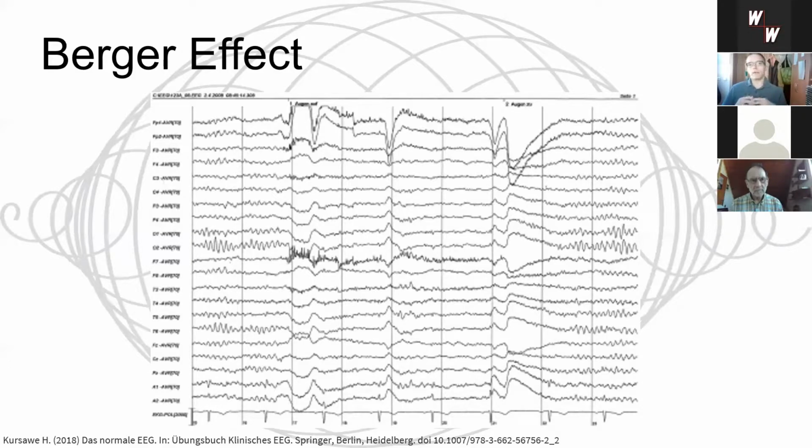And the most notable and most well-known thing that Berger discovered back then was that when people close their eyes, you see a characteristic prominent pattern in these EEG recordings. What you see here on the screen are several channels, several electrodes on the skull. And you can see that in the middle part of this recording, something appears to be different, right?